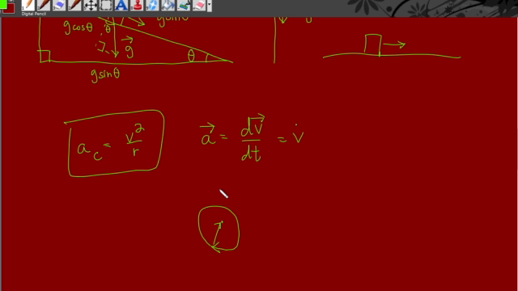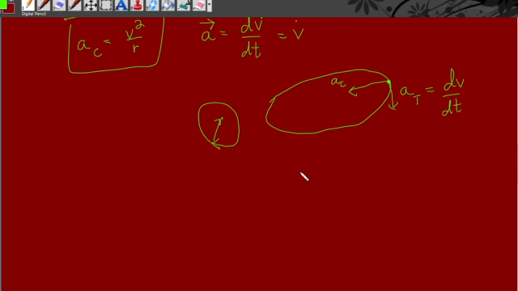Also, one thing I would like to add is that if the object is indeed speeding up and it's still moving in a path where it turns, then it would have two components of its acceleration. First, it would still have the radial or centripetal component, but it would also now have a tangential component since its speed is changing. And the tangential component would just be the derivative of the speed with respect to time. So that's important to know.